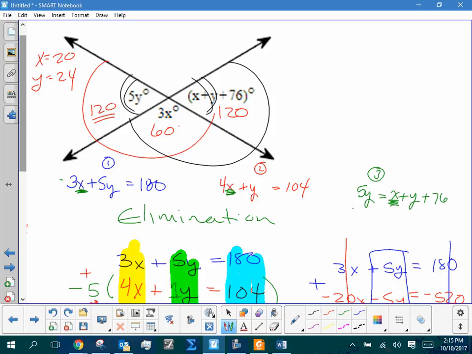And that's kind of a built-in check when you find your x's and y's to go back and do that. If I were to find x to be any other number than 20, we're not going to see those congruencies and supplementary ideas show up. Okay? Same thing if any other y value would have been developed. Okay?